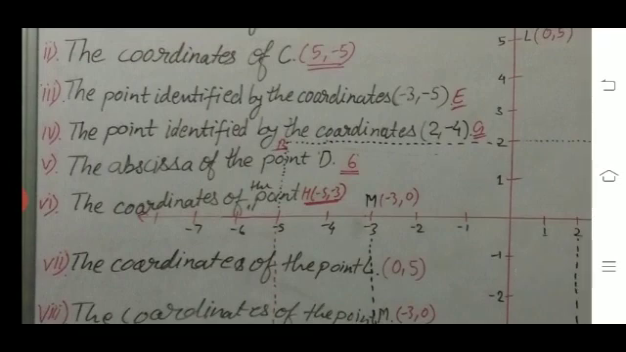The point identified by the coordinates 2 comma -4. 2 is positive and -4 is negative. So it is in the fourth quadrant. So this point is called G.